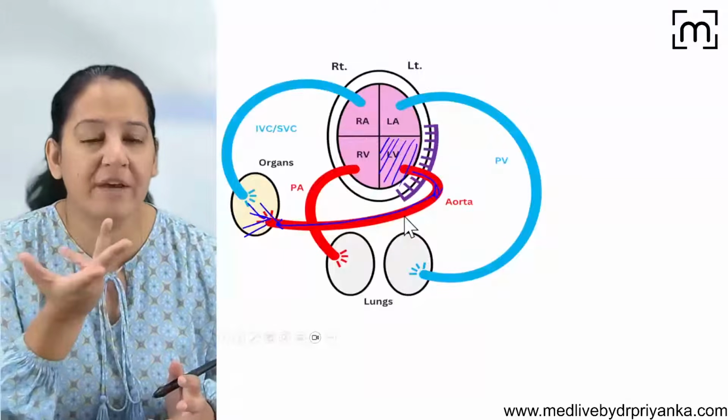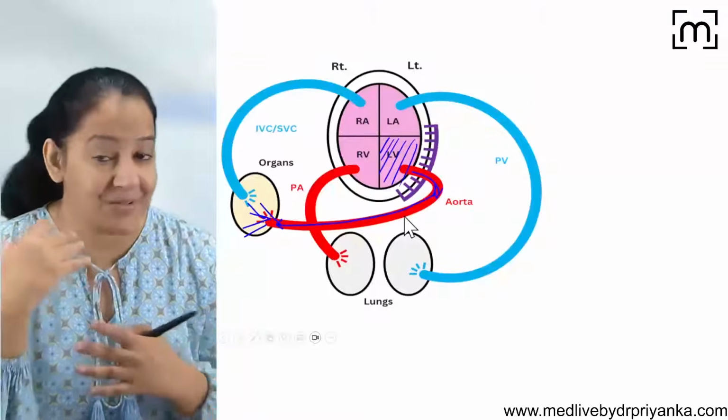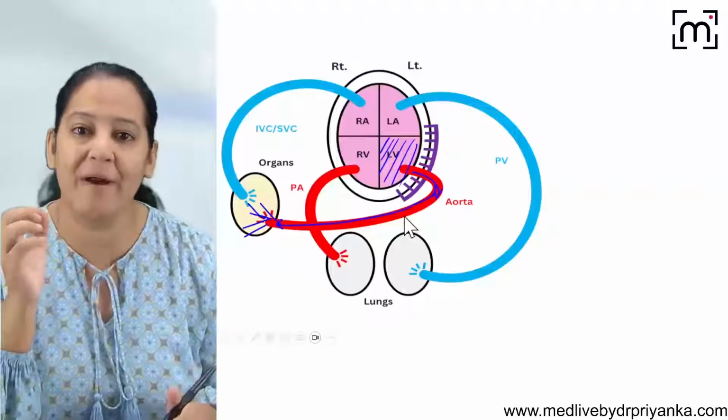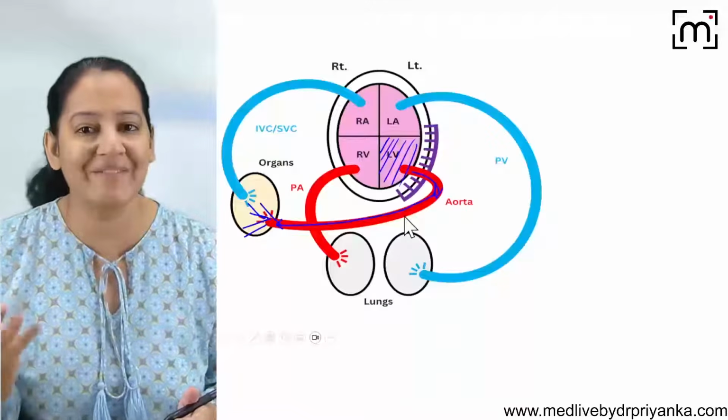Okay. But who gives blood to the heart? Have you ever thought? All the organs receive blood now. Heart is also an organ. So heart also requires blood. Who is giving blood to the heart? Heart is giving blood to all the organs. Who is giving blood to the heart?